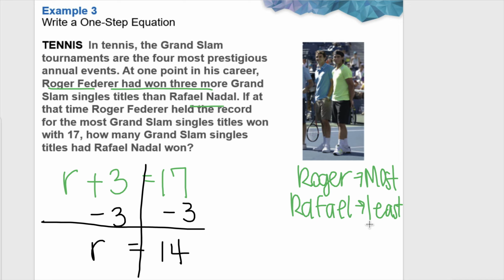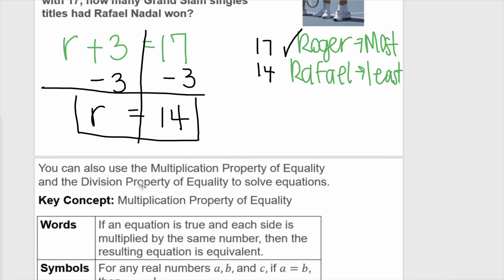Now, that should make sense because it says Roger Federer had won 3 more than Rafael. If Rafael won 14, is 3 more 17? Yes, so Rafael won 14 and Roger won 17.